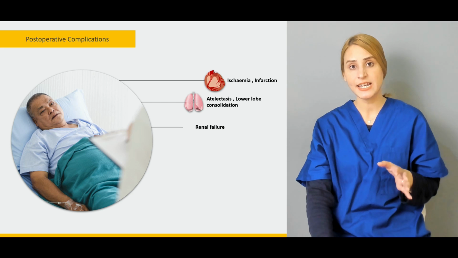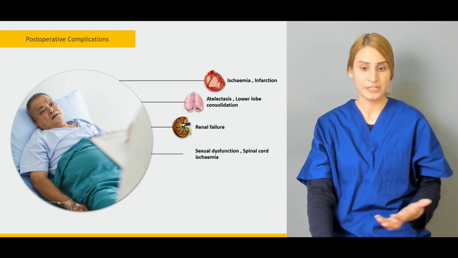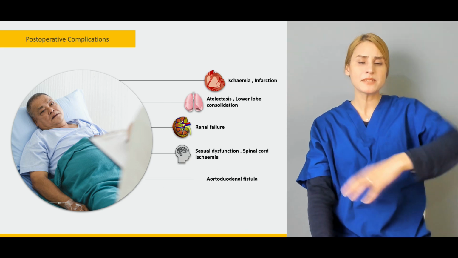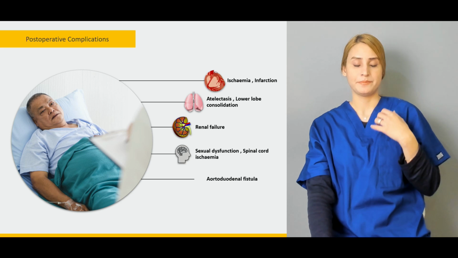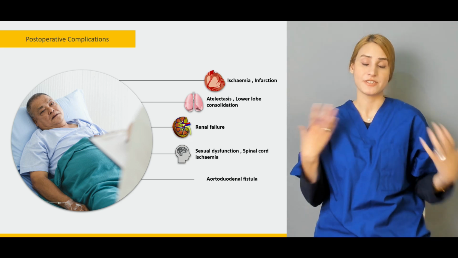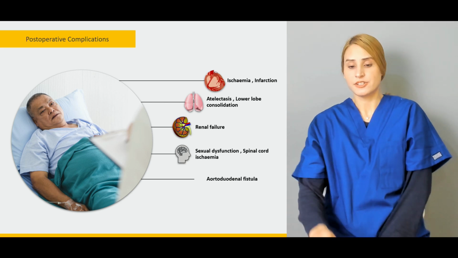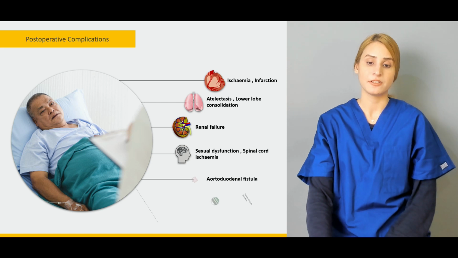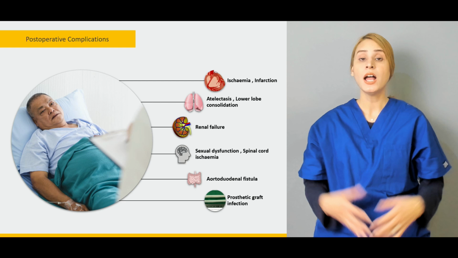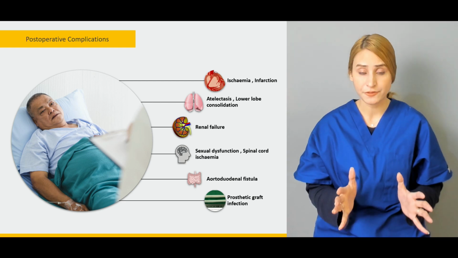There can be atelectasis, lower lobe consolidation, renal failure, sexual dysfunction, spinal cord ischemia, because most of the time the branches are just coming from the abdominal aorta, and if there's a leakage or rupture of the abdominal aortic aneurysm, all these complications can develop: aortoduodenal fistula, prosthetic graft infection. This is a kind of infection. So even if you're done with the repair, you have saved the life of the patient.